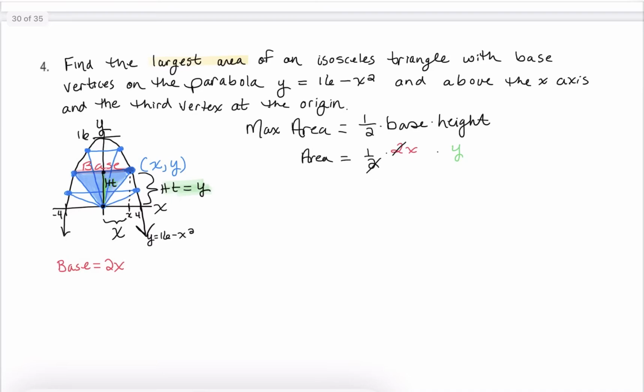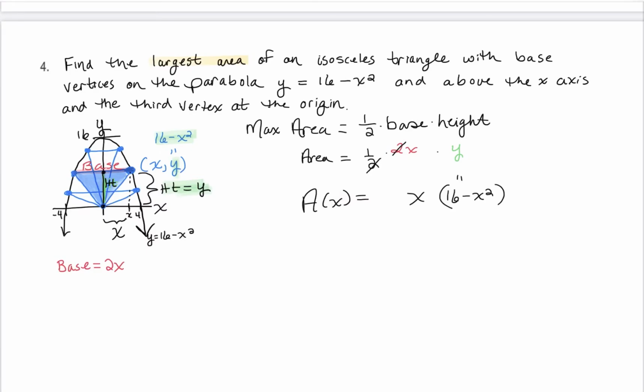So what we know is that the y coordinate has to equal 16 minus the square of the x coordinate. So that has to be the case if this point lies on the parabola. So here's what we know. We know that this y is going to equal 16 minus x squared. So we now have area as a function of x, and it's simply x times 16 minus x squared.